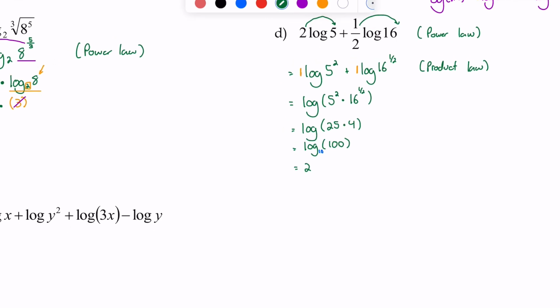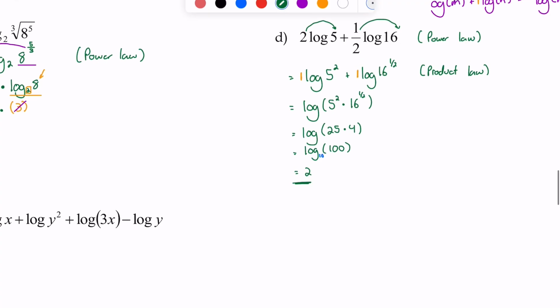So we applied our different logarithmic laws to be able to get a nice clean answer, because log base 10 of 16 would not have given you a clean answer to start. So you can apply your rules and you end up getting a nice answer in the end.